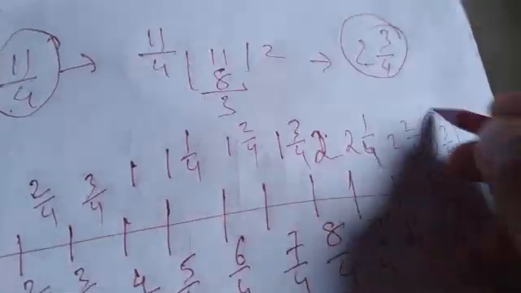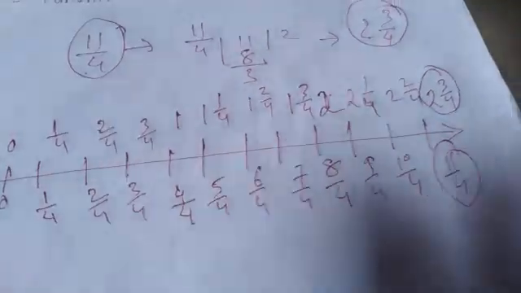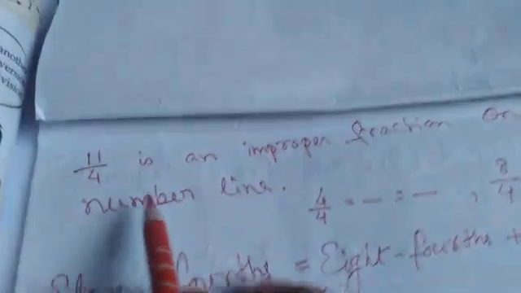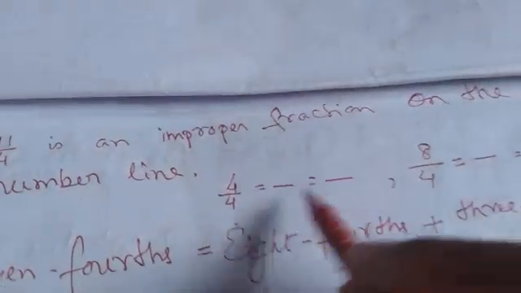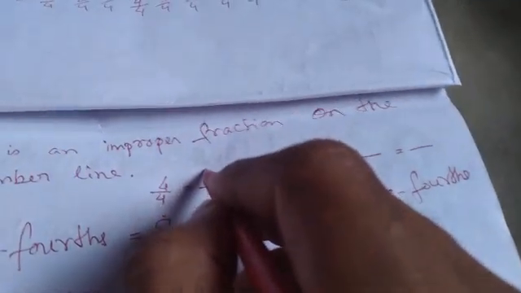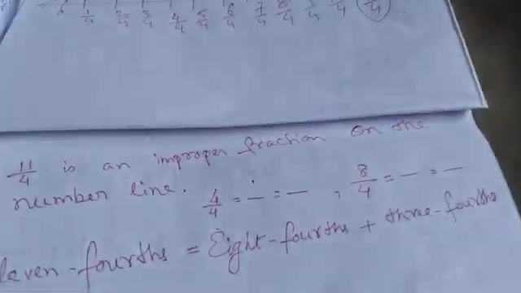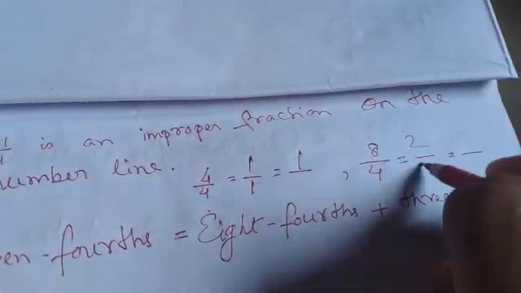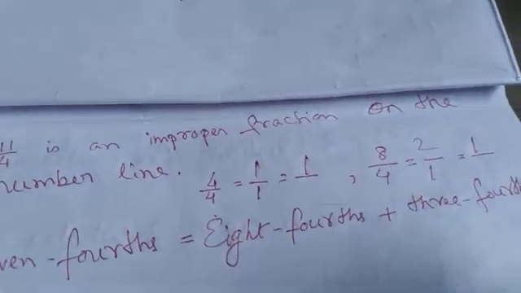This is the thing that we're going to do. This is our improper way and this is our mixed way. So we can say that 11 by 4 is an improper fraction on the number line. We can see here that when 4 is divided by 4, we get 1, and 8 by 4 becomes 2.